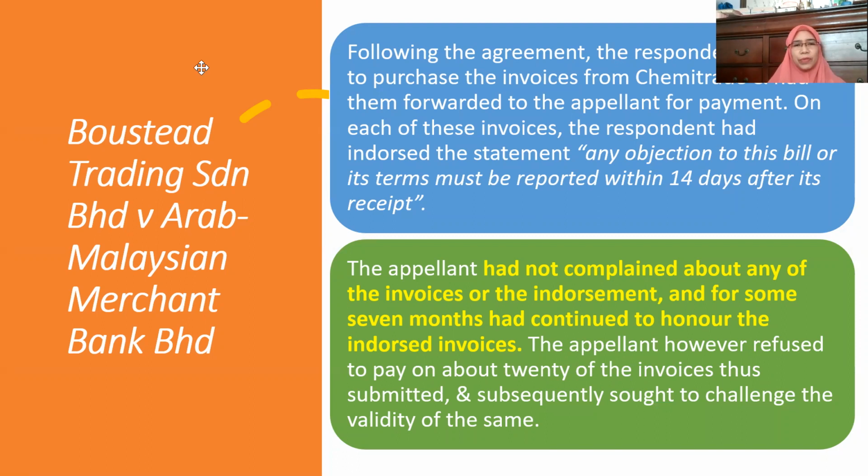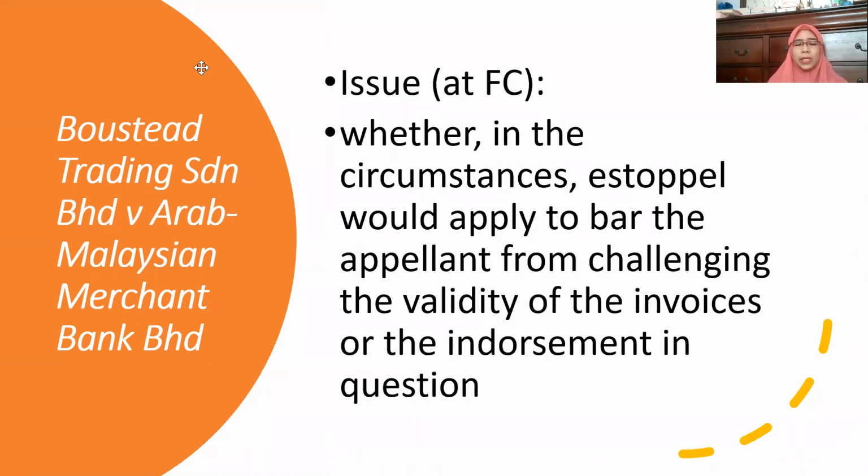Later, after 7 months, the appellant however refused to pay on about 20 of the invoices, and subsequently challenged the validity of the invoices. But it happened only after 7 months of just accepting and honoring the invoices. So when the case was brought to the federal court, the main issue relevant for our discussion is whether, in the circumstances, estoppel would apply to bar, to stop, to prevent the appellant from challenging the validity of the invoices or the endorsement in question, because they had been honoring and accepting the invoices for 7 months. Later only they challenged the invoices. So now, can we raise estoppel? Is estoppel applicable in this particular situation?